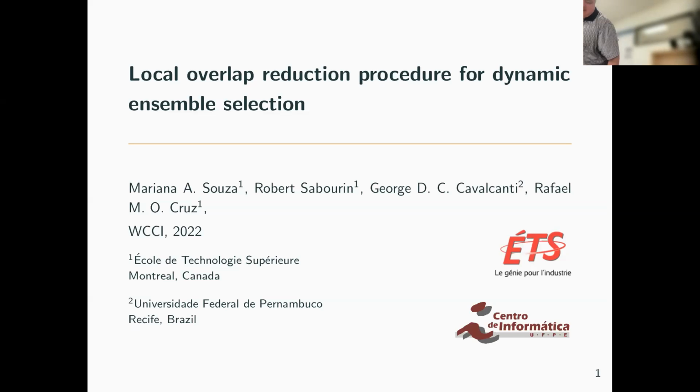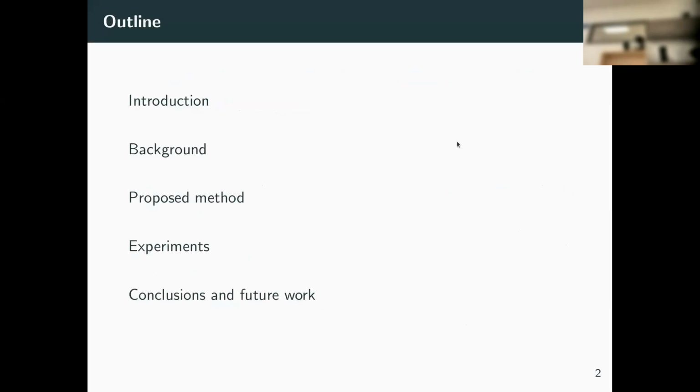Hi everyone. Today I'm going to present you one of our recent works entitled Local Overlap Reduction Procedure for Dynamic Ensemble Selection. So this is the outline of the presentation. I'll introduce the topic and the motivations. Then we'll go through a little bit of background on the dynamic ensemble selection. I'll present the proposed methods, the experimental results, and the conclusions we took from everything.